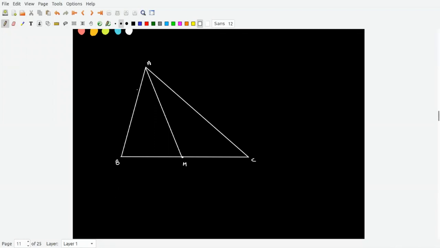By the way, nobody complimented my notes. It looks nice. Huh? Okay.